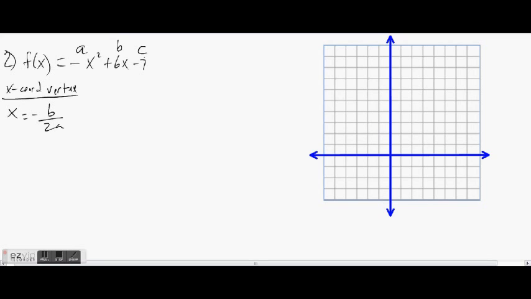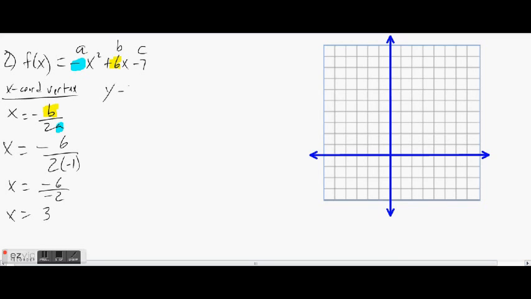So I need b. Well, in this case, b is 6. So x is equal to negative 6 over 2 times a. I need a. Well, a happens to be negative 1. So x equals negative 6 over negative 2. Negative 6 divided by negative 2, positive 3. Take that number.